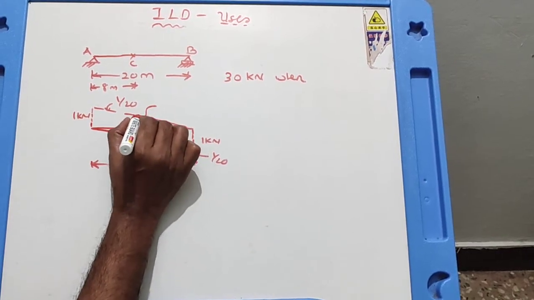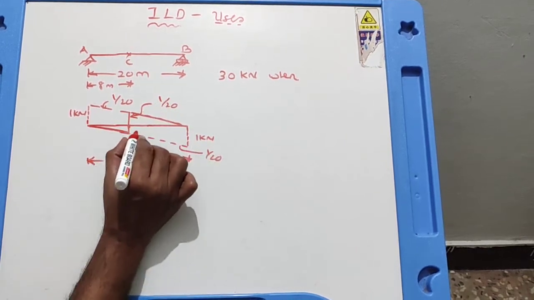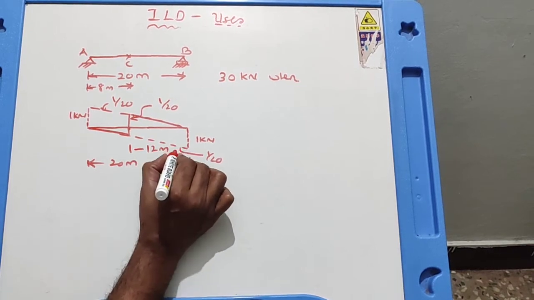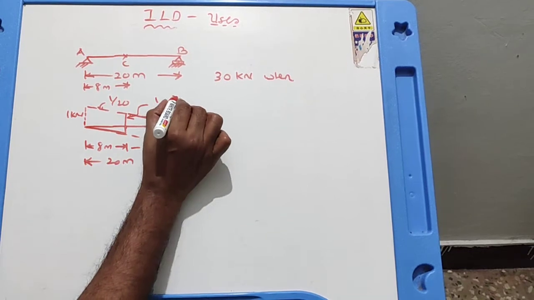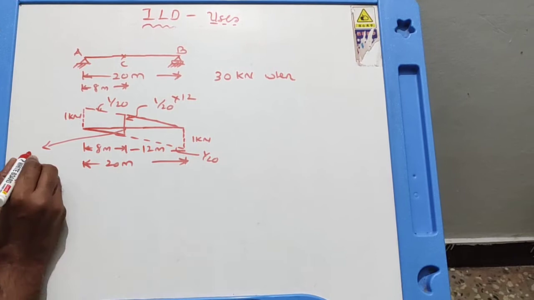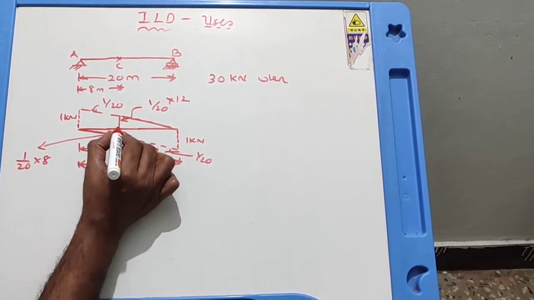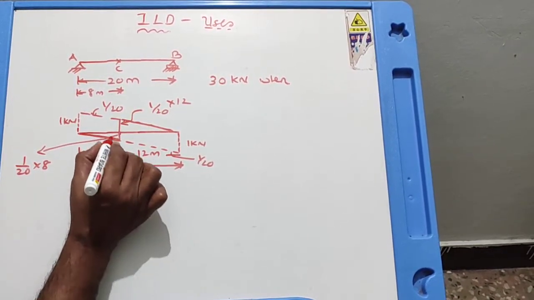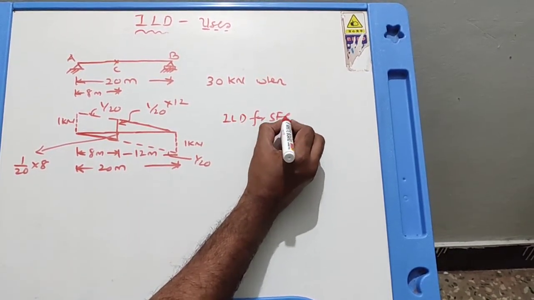Now what is this ordinate? This ordinate is the slope of this line, that is 1 upon 20 into this distance. What is this distance? 12 meters. Why is it 12 meters? Because this is 8 meters which is given in the question. So 1 upon 20 into 12. What is this ordinate? Again 1 upon 20 into this distance, 8. So this is 8 upon 20. This is 12 upon 20. If you add both, 12 plus 8, 20 upon 20, that is 1 kilonewton. So this is the influence line diagram for shear force at C.